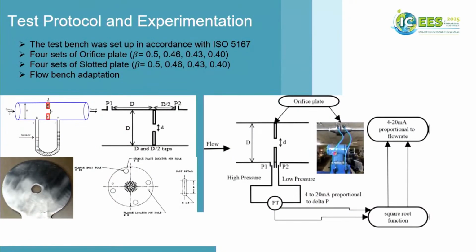The test protocols and experimentation include: the test bench was set up in accordance with the ISO standard given there. We have 4 sets of orifice plates with beta ratios 0.5, 0.46, 0.43, and 0.4, and the equivalent sets of slotted plates with beta ratios 0.5, 0.46, 0.43, and 0.40. The flow bench adaptation is shown there, the orifice plates and the slotted plates. And of course, we have the manometric tapping depicting how we tap the differential pressure.